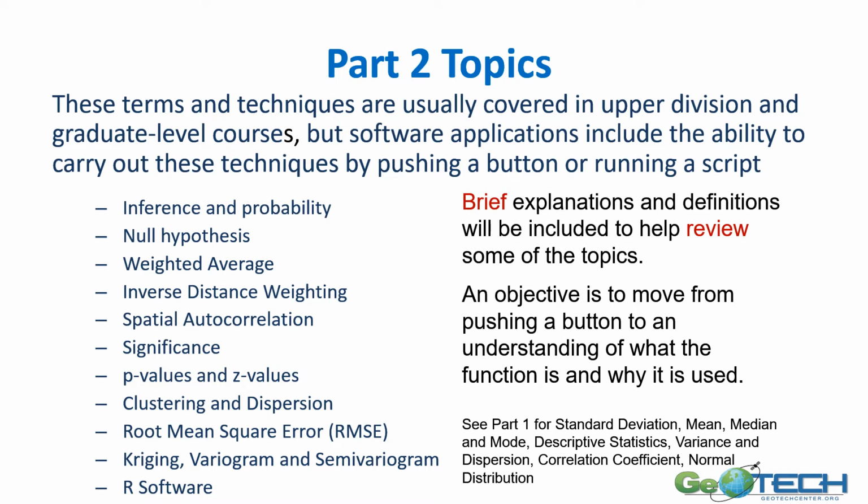it's used. These are different terms: inference, probability, null hypothesis, weighted average, inverse distance weighting, spatial autocorrelation, significance, P and Z values, clustering and dispersion, RMSE, kriging, variograms, semi-variograms, and R software.